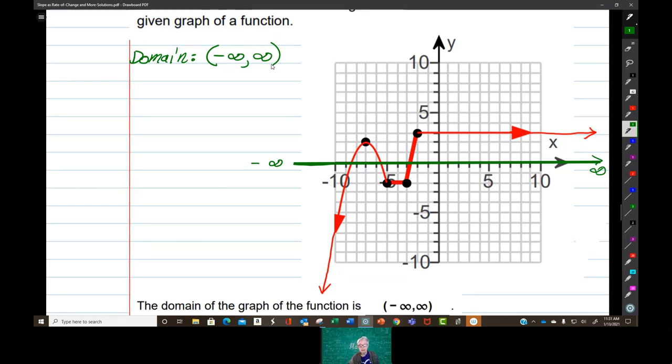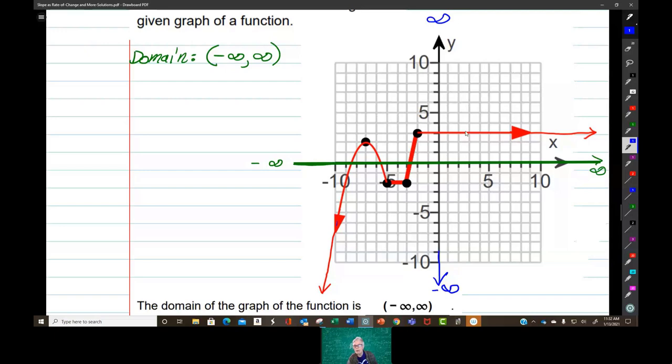The range, on the other hand, is a little tricky. Now first, notice that this part of the graph goes down, down, down forever. So the part of the y-axis that matches up with the graph is going to go down forever. Well, the y-axis has negative infinity at the bottom and positive infinity at the top.